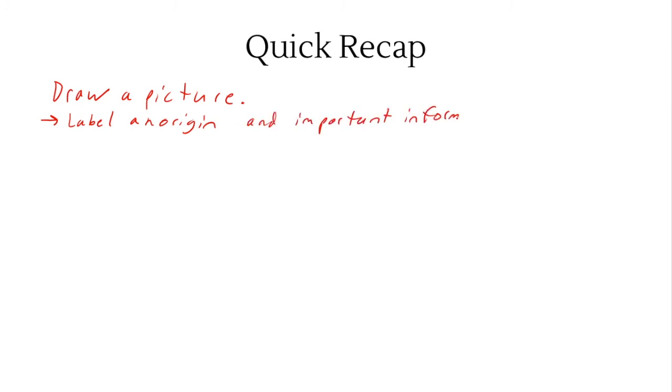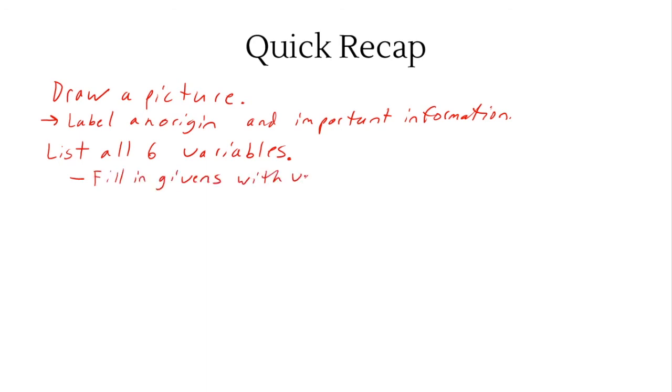Now let's do a quick little recap about what we just talked about. So one step that I think is super important that you guys should always follow is drawing a picture. Always, always, always draw a picture. It's important to note though that when we draw that picture, we need to make sure that we're labeling our origin. So label an origin. And then also we are labeling any important information. After we have our picture drawn, it's super important that we list all 6 of our variables. And then after we have listed all 6 of those variables, we either need to fill out what they are, or we need to mark them as unknown.